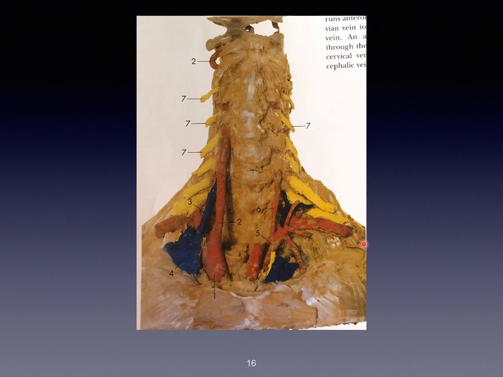When you come to the third part, that time only you have to be very careful. Anterior relation is subclavian vein and posterior relation is lower trunk of brachial plexus. You keep it in mind. Okay, that's all about the subclavian artery. Thank you.